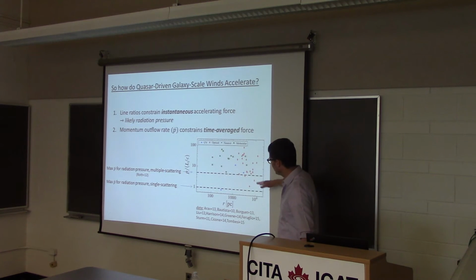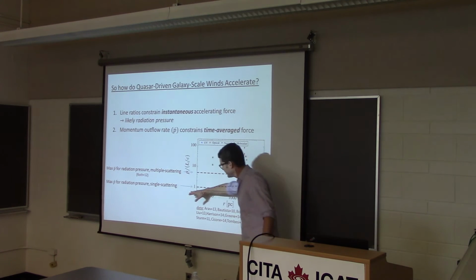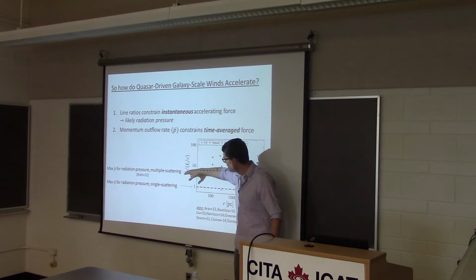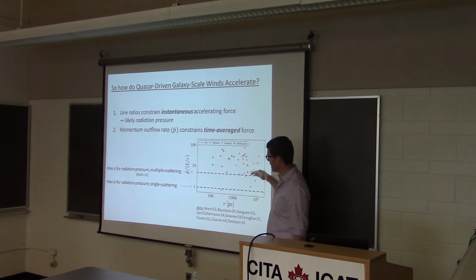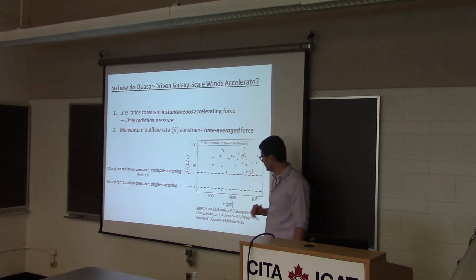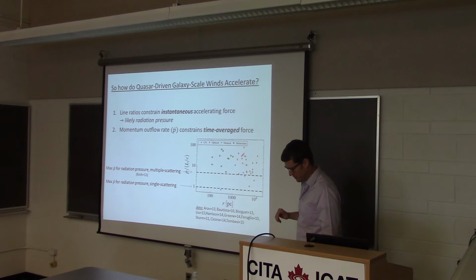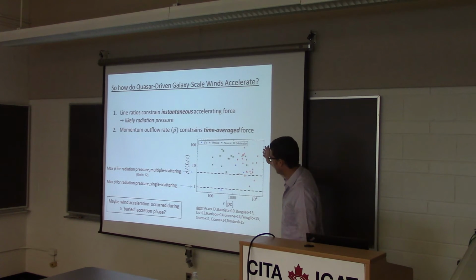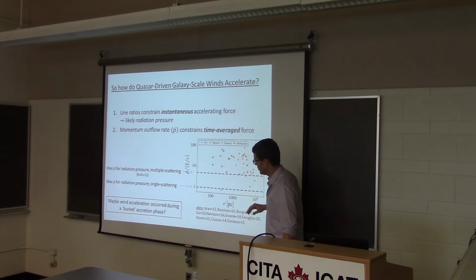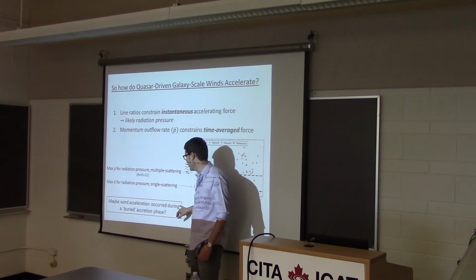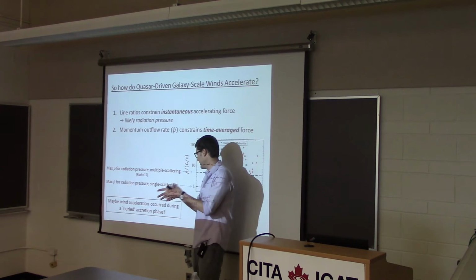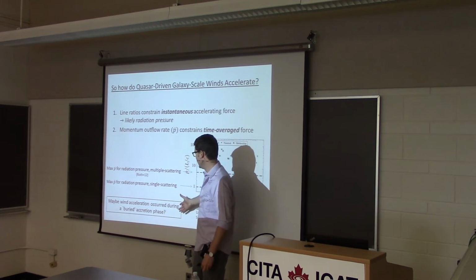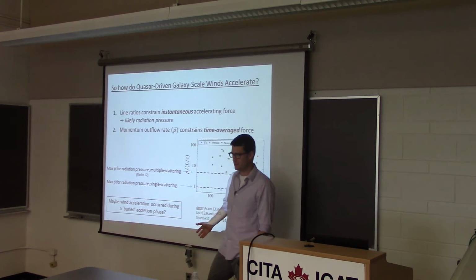Okay, I should just note that this is the limit of radiation pressure in the single scattering limit. If you allow for some multiple scattering of the IR photons, then maybe you can push this up by a little bit, but probably not by enough. So the conclusion from this is either that everything here is overestimated, or that there was some previous phase where the accreting black hole was not observable as a quasar, where the acceleration took place.